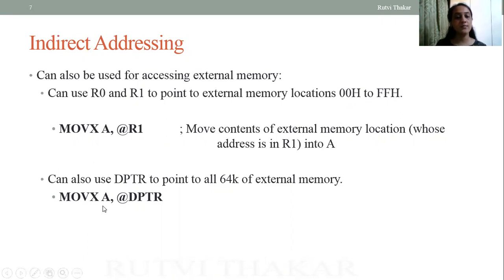If it is using more than FF hex, going up to a maximum of 64K, that means the range of the address can be 0000 hex to FFFF hex, and in that case we'll have to use the DPTR. In MOVX, the X denotes that we are accessing external memory. The previous example, MOV A, @R1, was using the internal memory. But here, since X is there, we know it is accessing the external memory, which is interfaced.